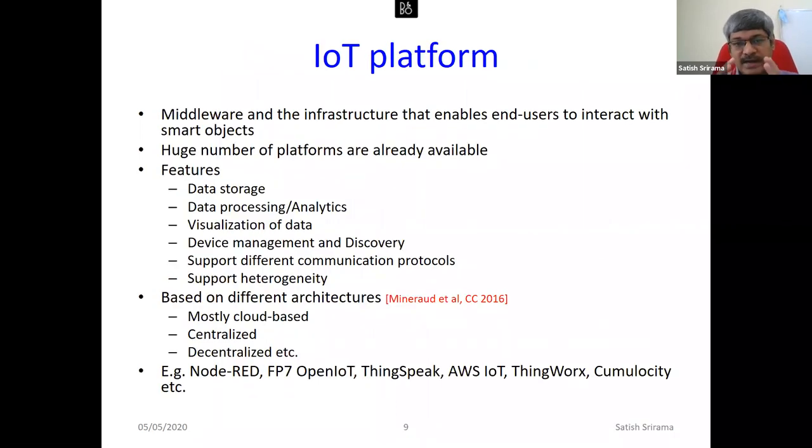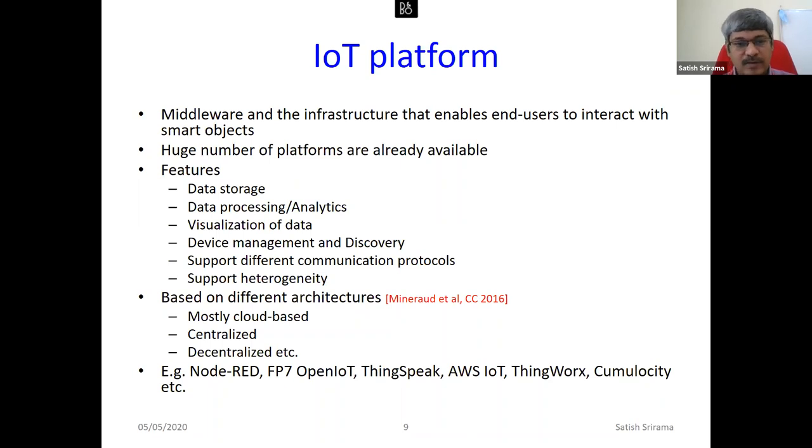There are also several standard platforms available, so middleware and infrastructure that enable end users to interact with these smart objects. Say, for example, the Violin thing. That is also based on a cloud-based application. Nagender has already mentioned it is based on Docker containers. So that is how we are trying to access these Raspberry Pis which are lying in University of Hyderabad.